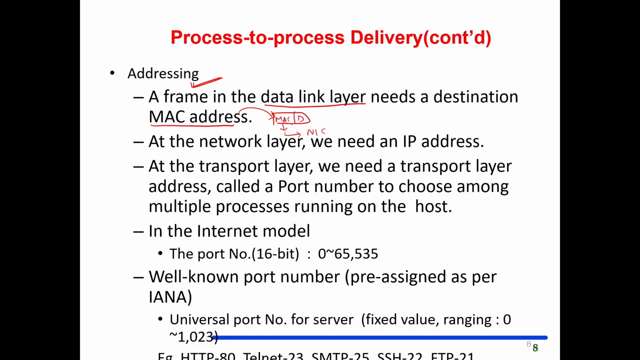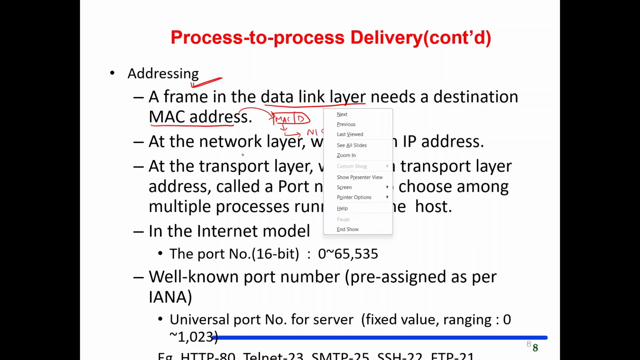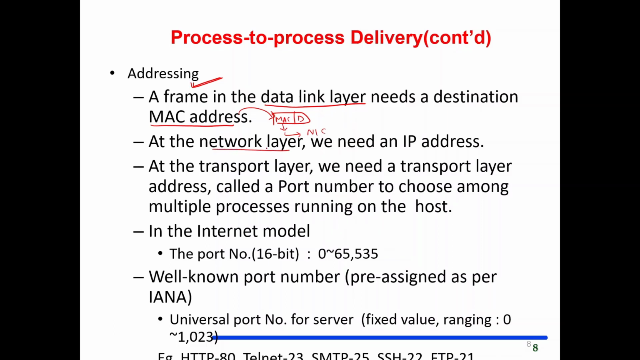So this address will be added to the data in the data link layer. Similarly, when we go to the network layer, a new address will be added to the same thing. So along with the data portion and MAC address, the IP address will be added. So this IP address will be added at the network layer. Similarly, in the transport layer, very important, today we are talking about the transport layer.